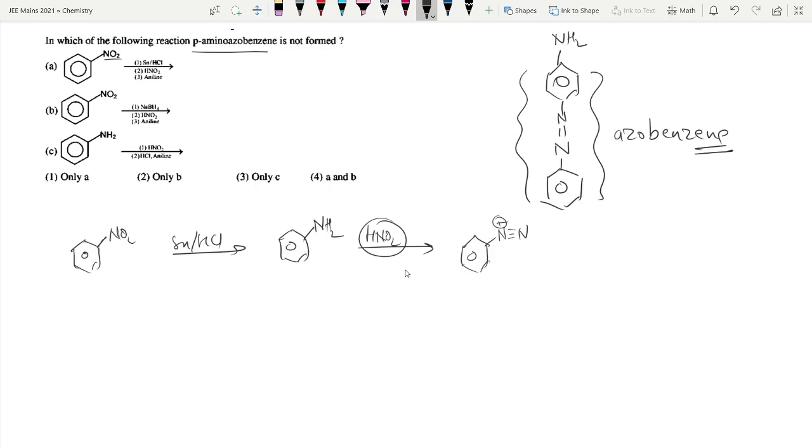And then after that you can see that it will attack on aniline. Oh, so everything is there. Aniline is there and this will attack here on the para position and you will get this molecule for sure here. So the coupling reaction, this is called coupling reaction, and the first one is correct.